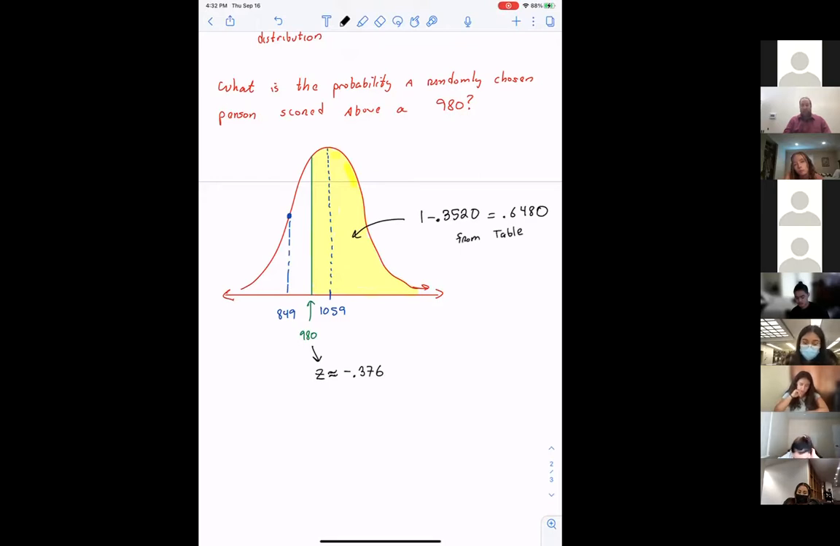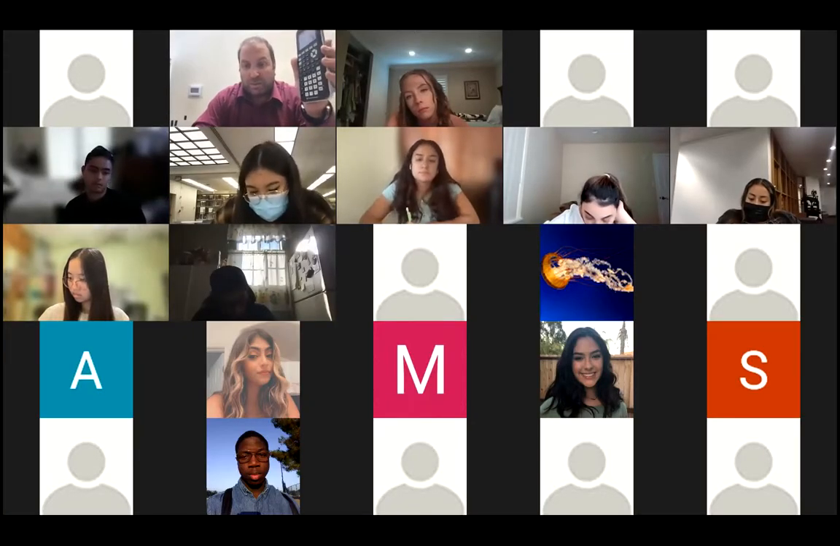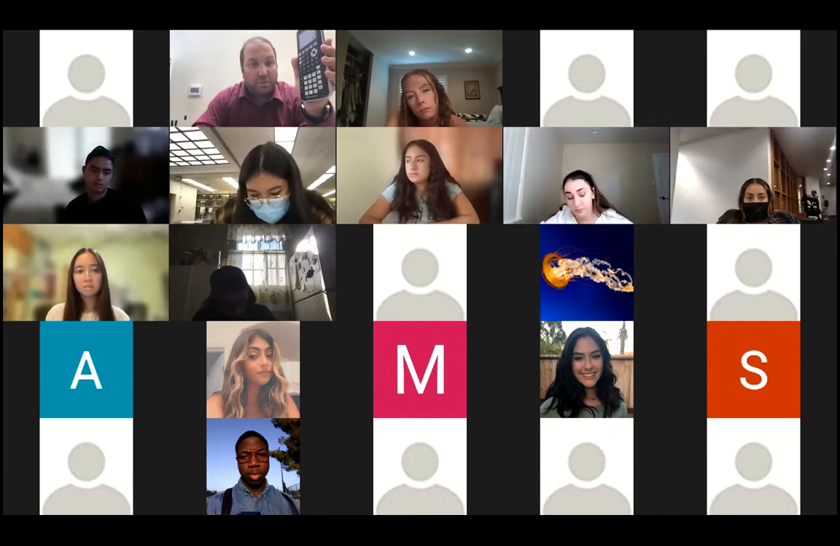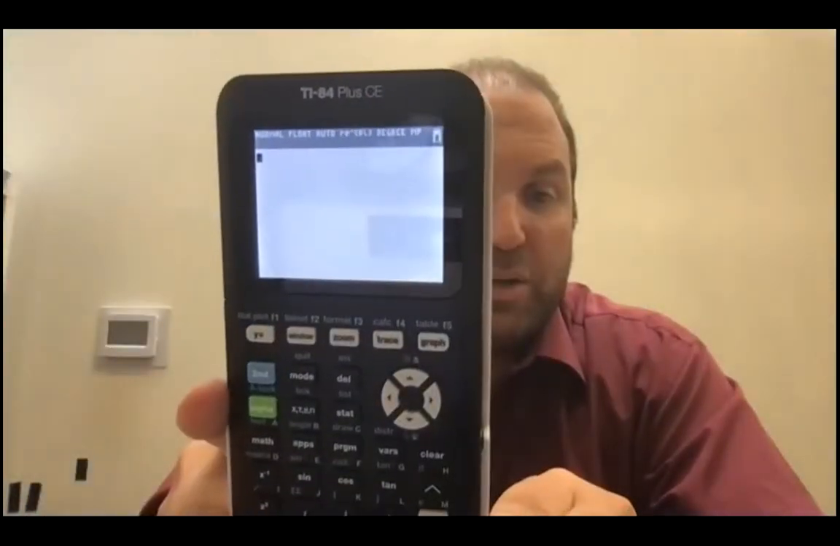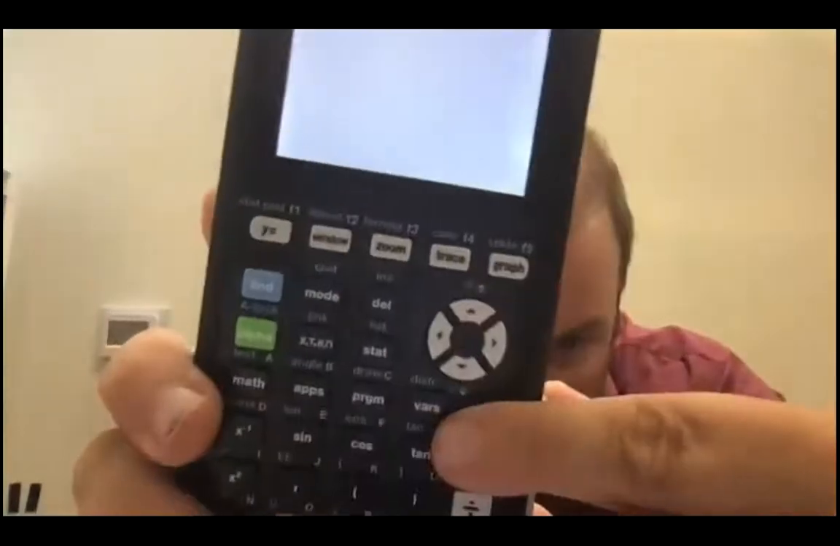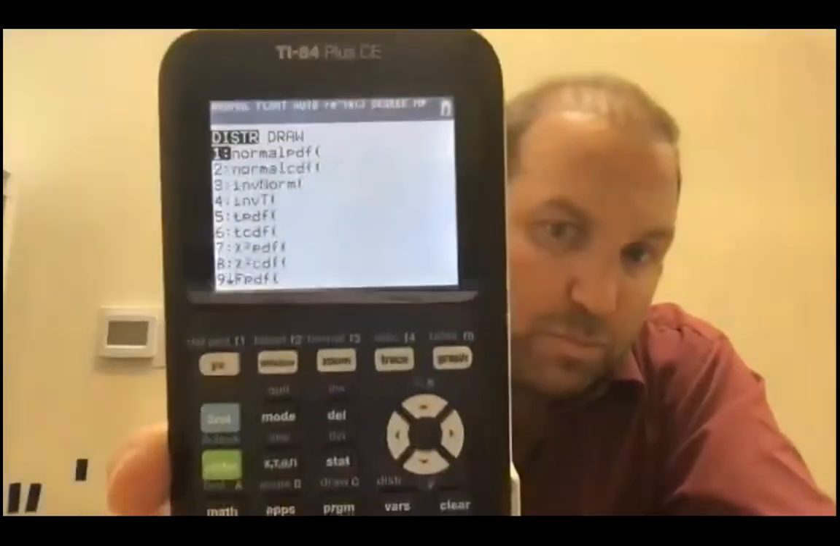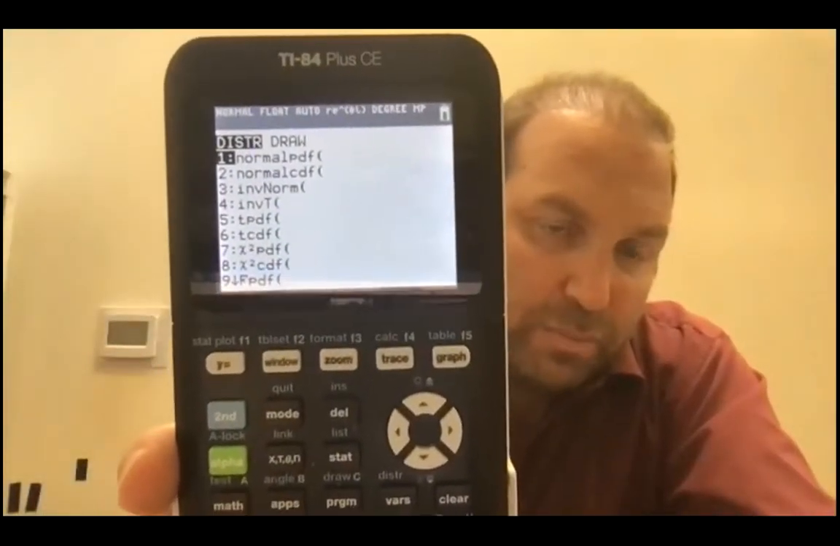Let's now do it with our calculator. So I'm going to pin my screen, so hopefully you all see this. Okay. So here's my calculator. I'm going to hit second, DISTR, distribution. And what am I going to look for here? Which one?